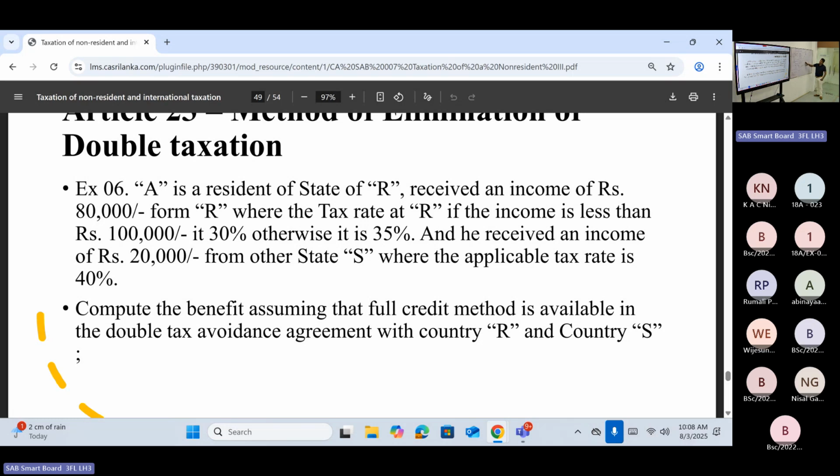Now remember, in this context, the resident is claiming a tax credit more than the total tax liability in that particular country. In this country he has to pay 35% on 20,000, which is 7,000. He has to pay 7,000, but he is claiming a tax credit of 8,000.